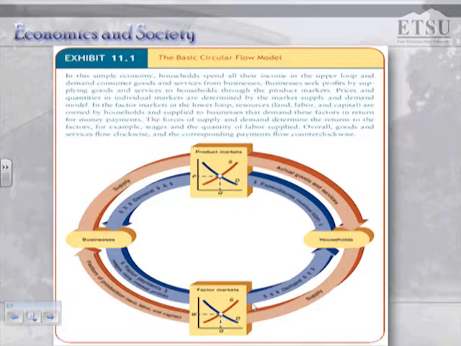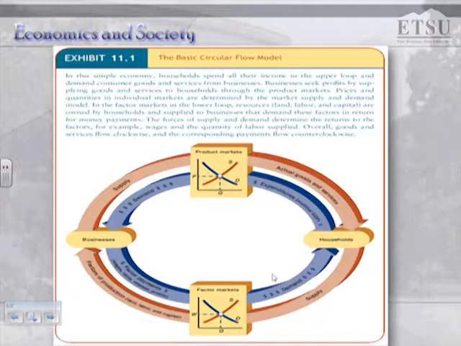And so we get this flow of funds and flow of resources and goods that goes in the opposite directions. This is a nice little synopsis of what our economy looks like. Even though there are millions of households and millions of businesses, we're lumping them all together and looking at them.